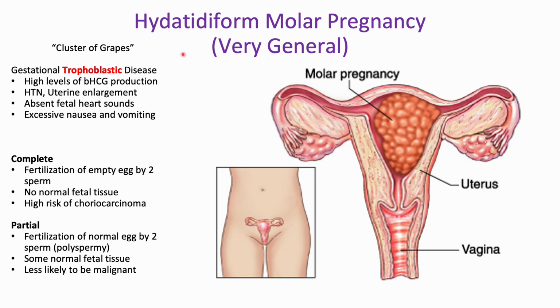All right, so again, hydatidiform moles, they're a component of trophoblastic disease, meaning that you're going to have high levels of beta-HCG production and all of its associated effects, and it's going to present as a cluster of grapes. The two most common kinds are complete and partial moles. Complete moles being formed by an empty egg fertilized by two sperm, a partial mole being formed by a normal egg that is fertilized by two sperm. Both of these are going to result in inadequate pregnancies. All right, and that is going to bring us to an end of this video.